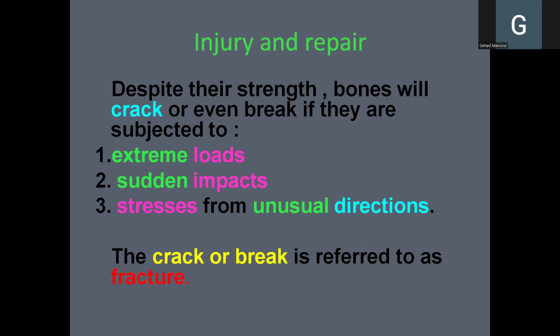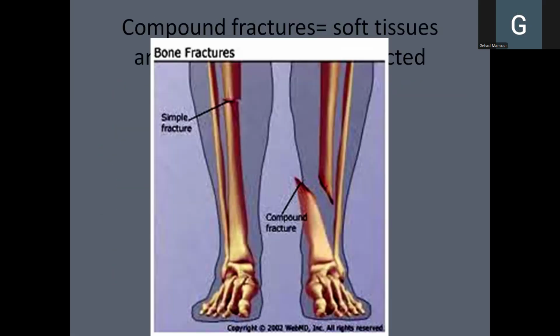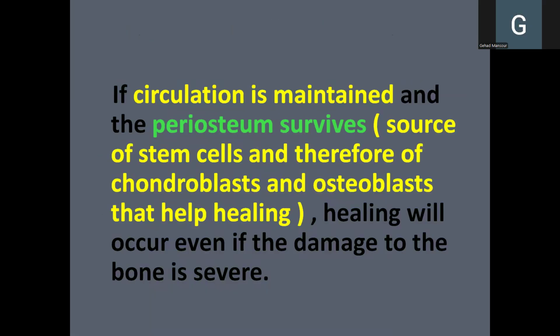So the bones of the lower limb, like the femur in the thigh and the tibia in the leg, can withstand, for example, say X Newton per unit area pressure if this pressure is vertical downward, but cannot withstand one tenth of this pressure if it comes from an oblique or an unusual direction. The crack or the break is called a fracture.